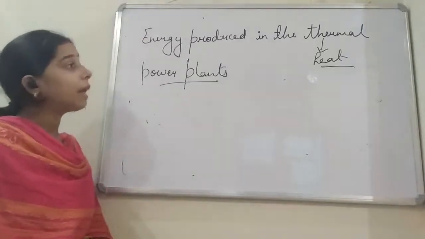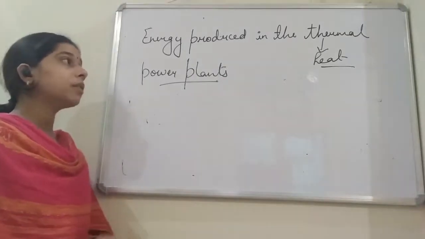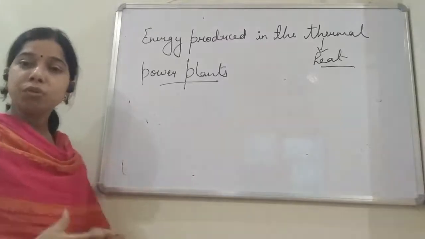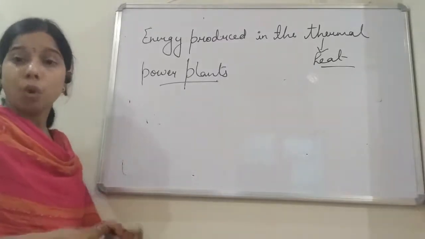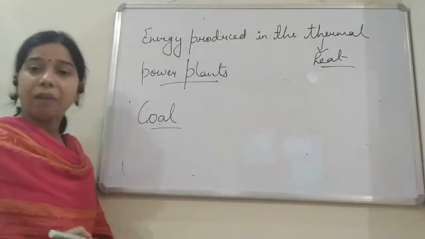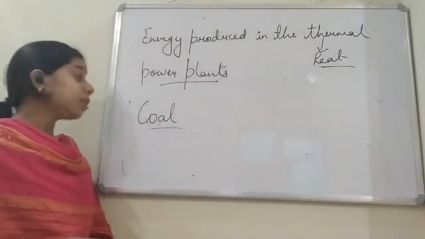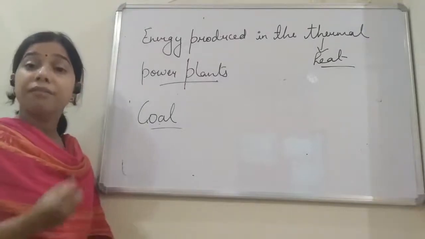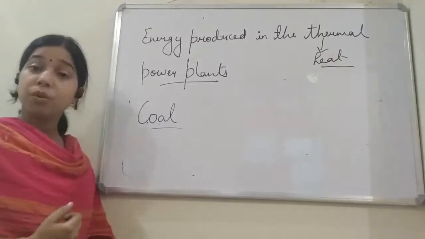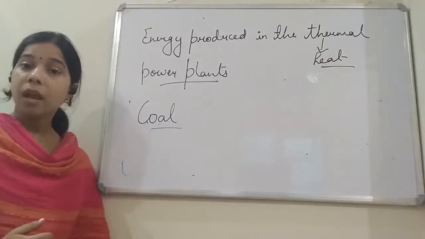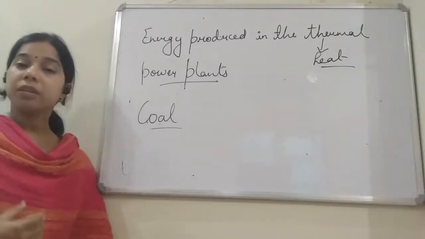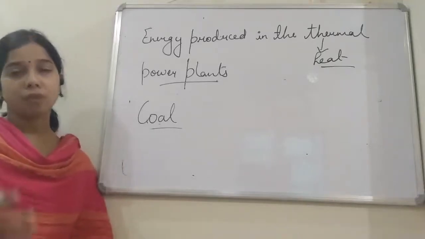So basically what happens in the thermal power plant, students? In a thermal power plant, the main fuel that we use to generate electricity is coal. Okay, so coal is used in the thermal power plant. Now this coal is used as a fuel, students. What we do with this coal is burn the coal, and due to the energy which is present in the coal, it releases heat.